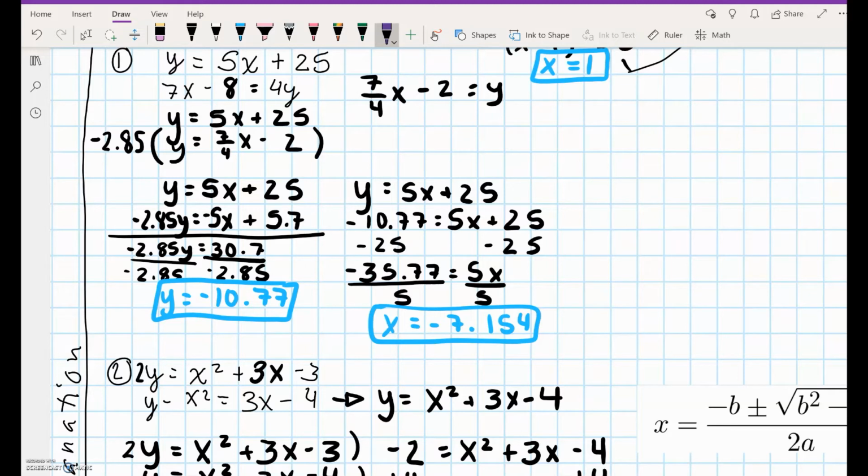So what you do is almost like you were doing matrices for systems of equations. You want everything in the same order. So I made these both y equals from their original equations and set them up where the y's and the x's and the extra stuff were all next to each other, all in a line. Easy.